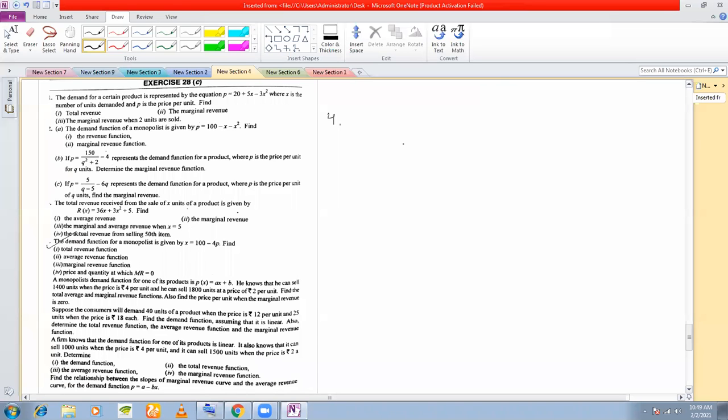So here, question number 4 states that the demand function for a monopolist is given by, so demand function, what is the demand function given by? X is equal to 100 minus 4p, right? Remember that demand function is always in terms of price.